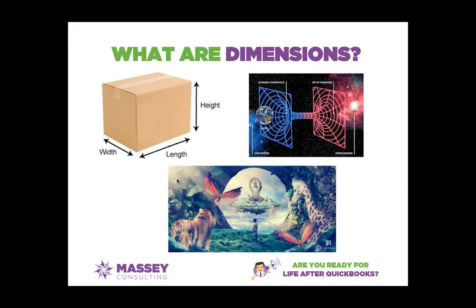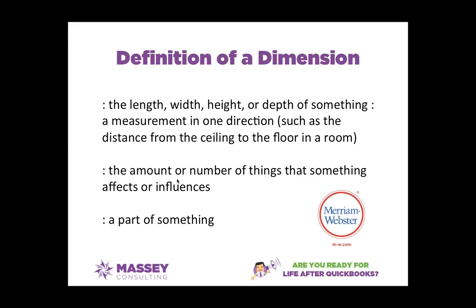It's some type of characteristic of an object. And that really holds true in the Intacct application as well. So if we look at Merriam-Webster and look for their definition of a dimension, it's the length, width, height, or depth of something, the amount or number of things that something affects or influences, or it's a part of something. To me, you're really talking about a couple of key words in here. You're talking about measurement in the first piece, and you're talking about part in the last piece.